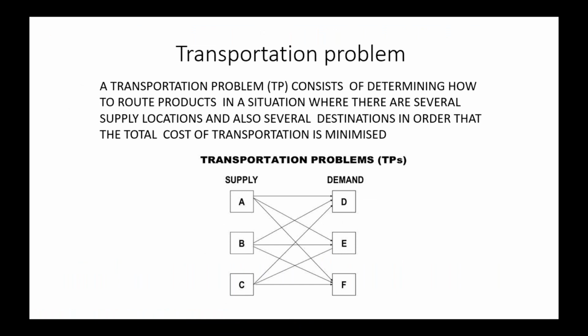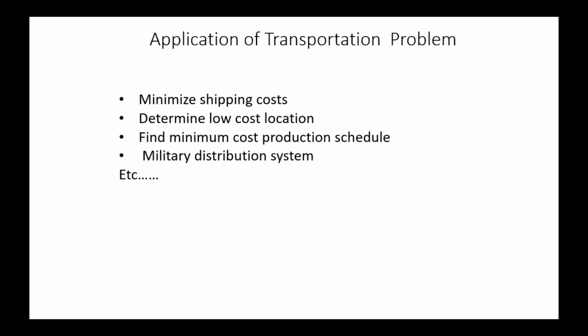Now, the types of transportation problem. One, we have the balanced transportation problem. This is where the total supply equals total demand. So when the total supply equals total demand, it is a balanced transportation problem. And we have another one, the unbalanced transportation problem. This is where the total supply is not equal to the total demand.